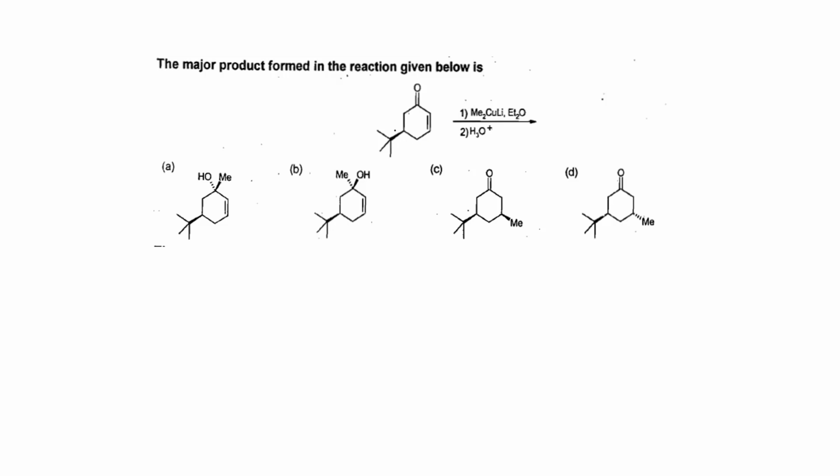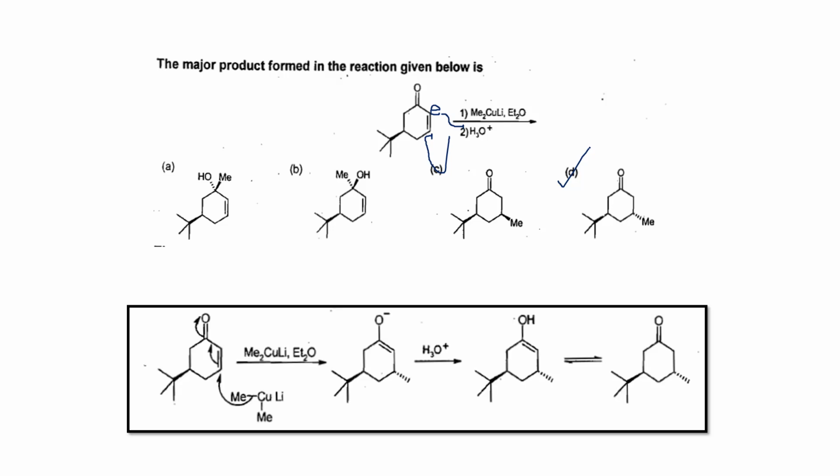So this is already above the plane, so the upcoming methyl will come from below the plane. The rest is similar. This will attack here, and the negative charge will go here. Then H plus is given, so it will take an H plus from this. So the correct option will be option D.